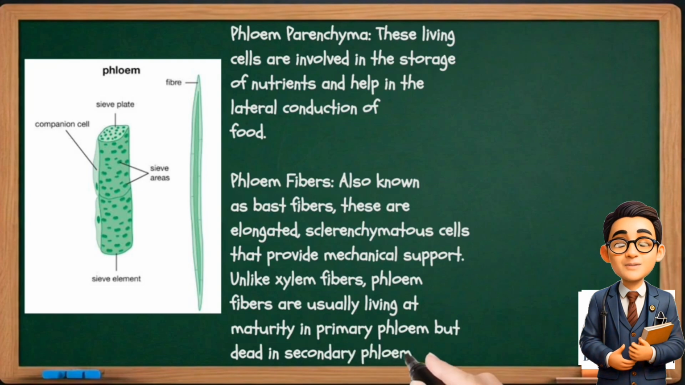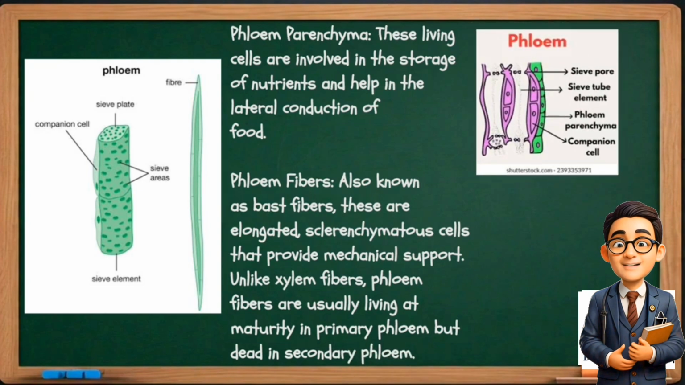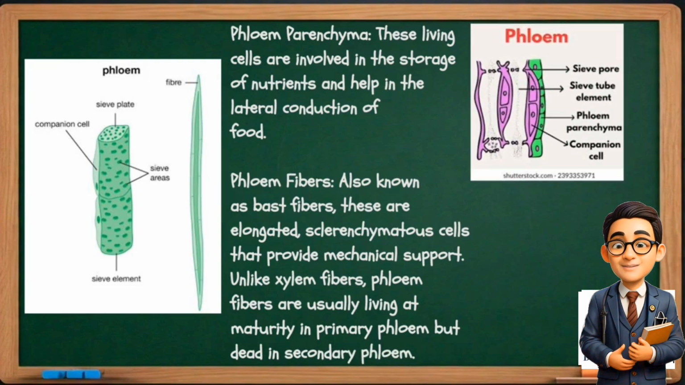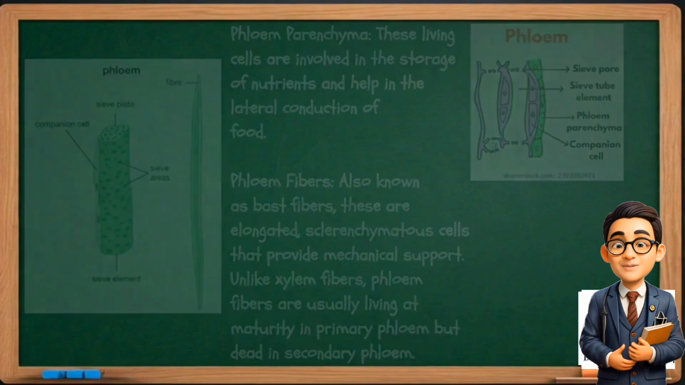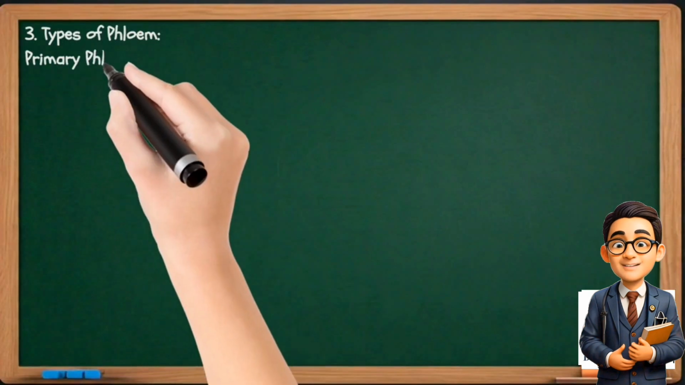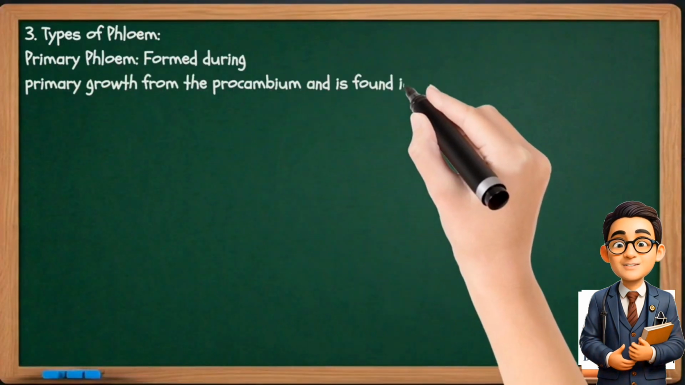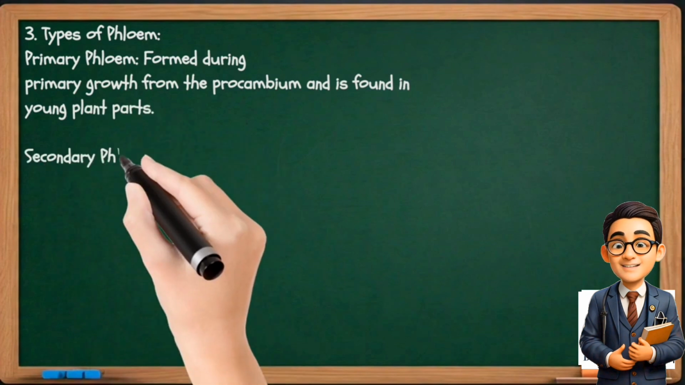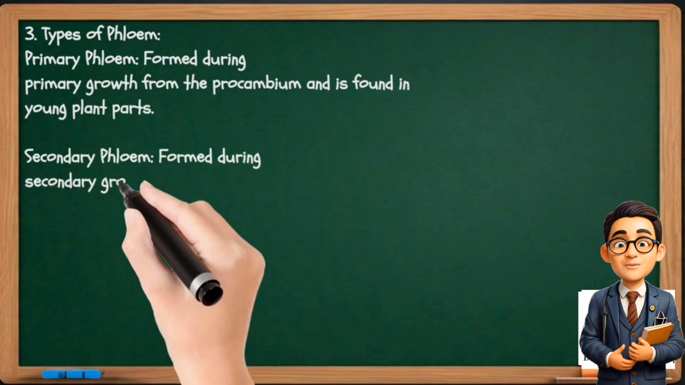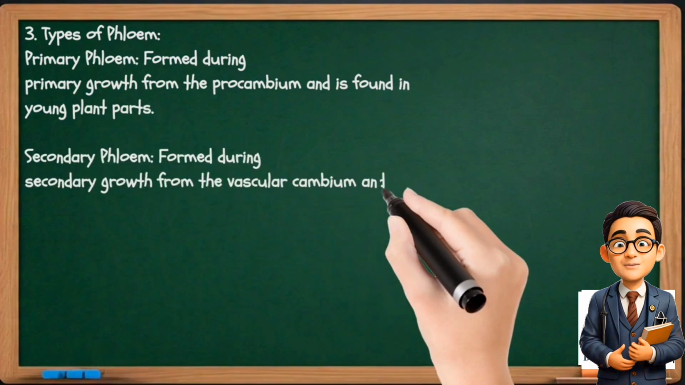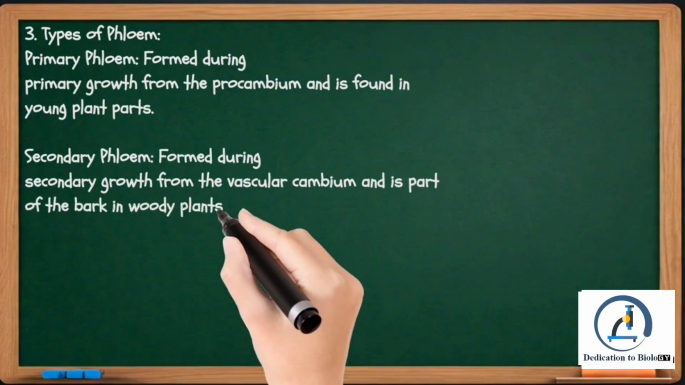3. Types of phloem. Primary phloem, formed during primary growth from the procambium and is found in young plant parts. Secondary phloem, formed during secondary growth from the vascular cambium and is part of the bark in woody plants. 4. Direction of transport. Phloem transport is bidirectional, meaning that nutrients can be transported both upwards and downwards depending on where they are needed in the plant.